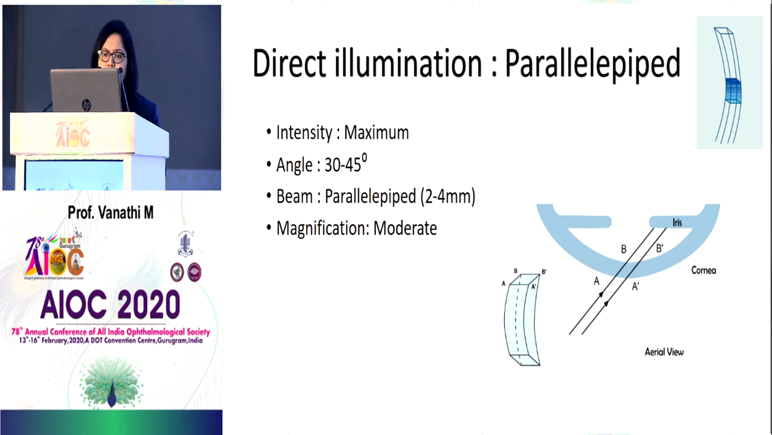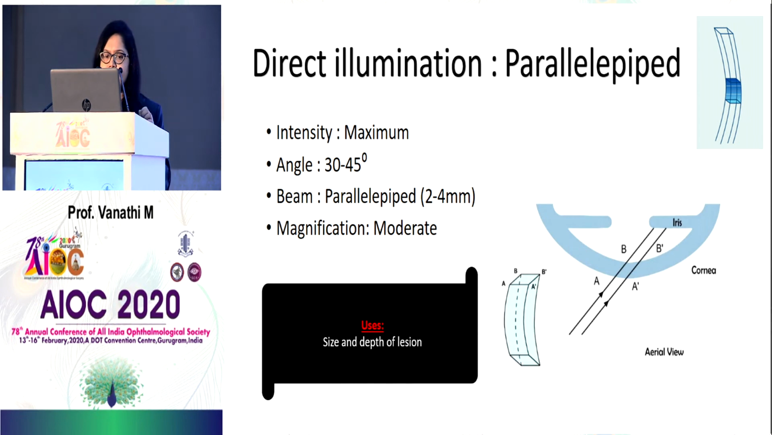Next one is parallelepiped examination. This is basically a three-dimensional examination of the cornea. In this, the intensity should be kept maximum and the angle is around 30 to 45 degrees, and the beam is parallelepiped. Parallelepiped means a 2 to 4 mm wide beam. Magnification can be kept moderate and it basically gives an idea about the size and depth of the lesion.